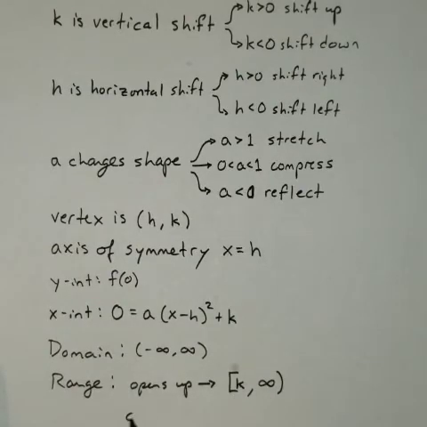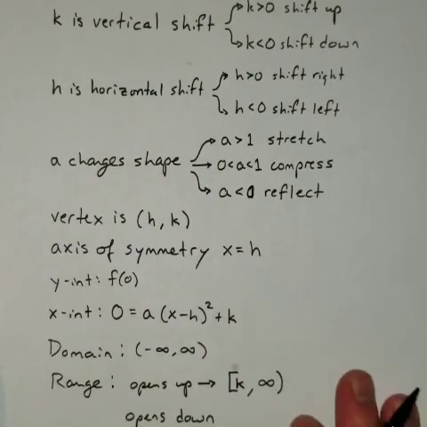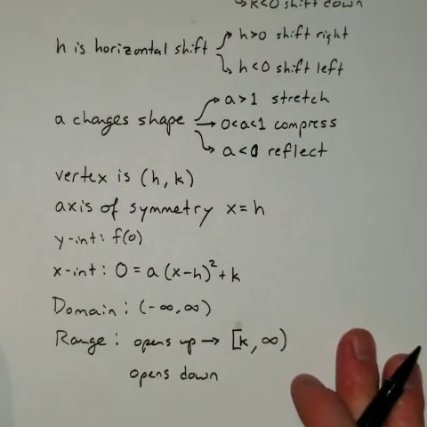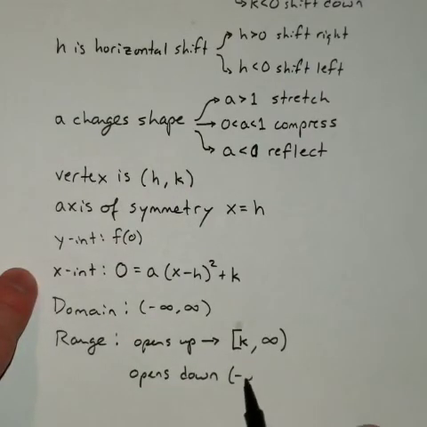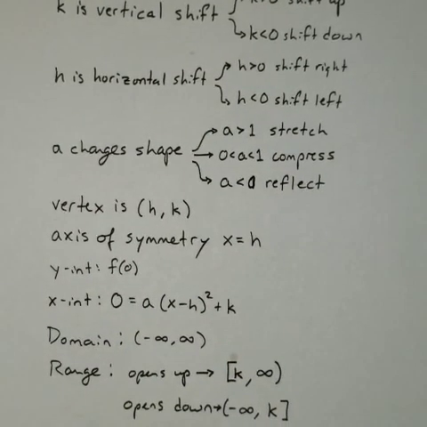If the graph opens down, meaning the a value is negative, then the graph comes up from negative infinity up to the maximum, which again is at the vertex, which is k. So negative infinity up to k would be the range. So it just depends on which direction, oops, missed my arrow there. Depends on which direction the graph is opening. All right, and now let's look at an example where we put all this together.